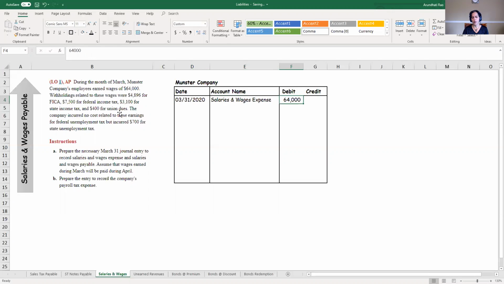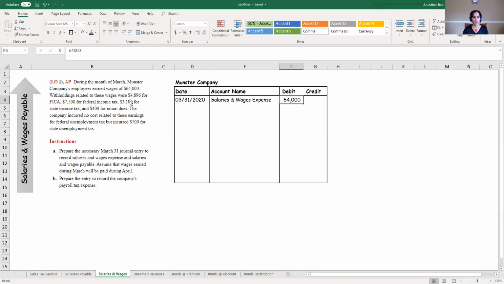Is the employer going to write out a check for $64,000? Well, not exactly, because we have these withholdings. The employee has agreed to have the employer withhold these amounts and send them to the relevant authorities, whoever they may be. So let's see who these relevant authorities are and why these amounts are being withheld.